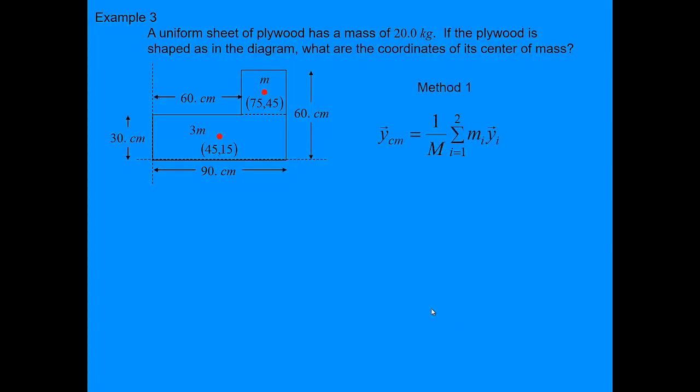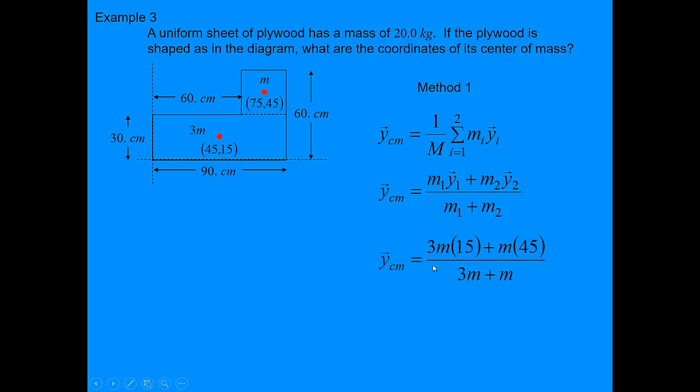Same equation, but the vertical version. Again, 2 objects here, right? We're using this and this. Neither of them is 0, right? This one is 15. This one is 45. Plug everything in. Again, m1 and m2 are 3m and m. The m's cancel. Work the fractions. You get 22.5 centimeters.